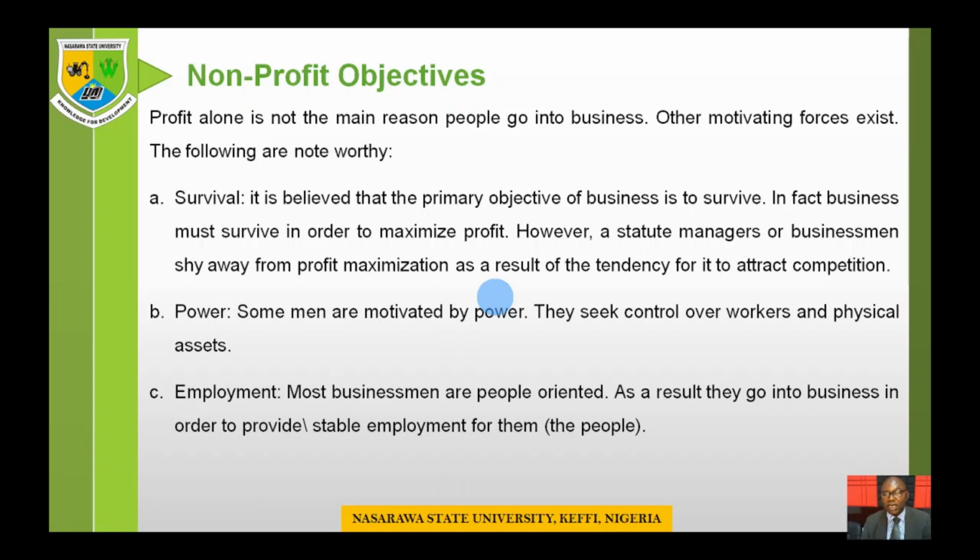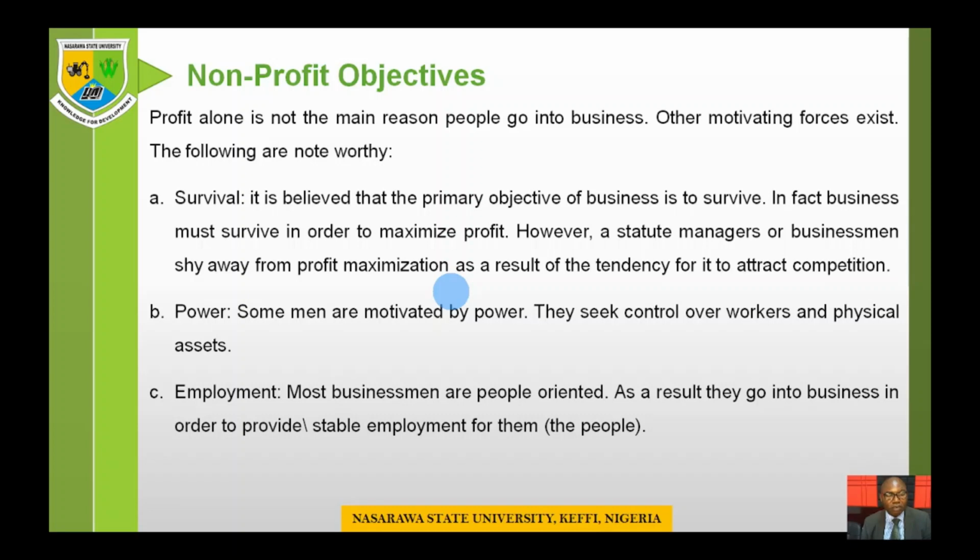However, some managers or businessmen shy away from profit maximization as a result of the tendency for it to attract competition. What this is saying is that there are some business people who will not necessarily put profit maximization as their main objective because they are afraid of competition. They don't want other people to know the way they are benefiting. So they would rather say they are only surviving.